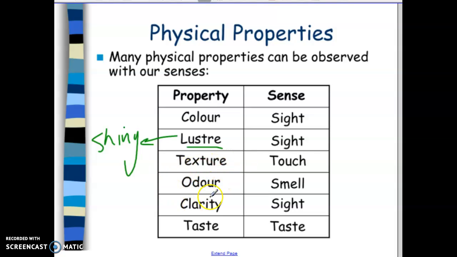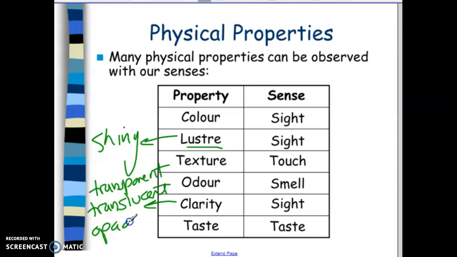Texture, odor. For clarity here, what we're looking at is how much light is able to go through this substance. We have one of three options: transparent, translucent, or opaque.